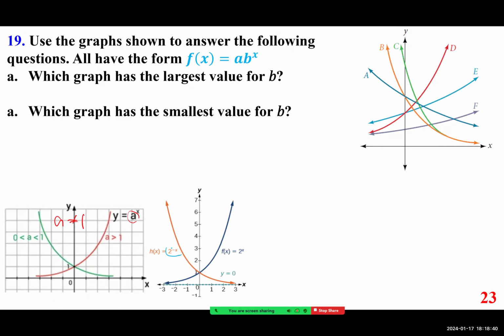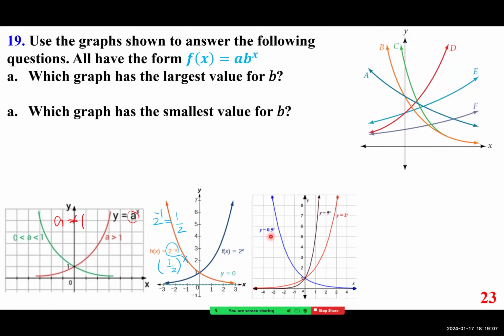We could write this as 1/2 to the power of x. The reason is because 2 to the power of -1 is 1/2. If a is larger than 1, it's exponential growth. If it's less than 1, in this case 1/2, it's exponential decay.